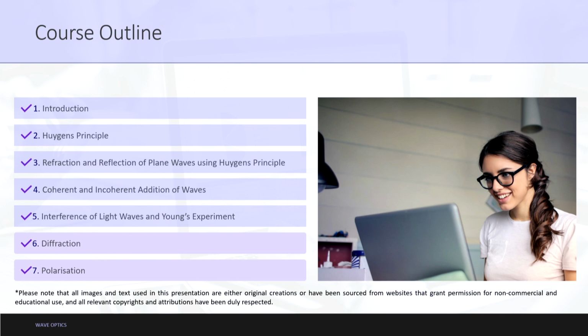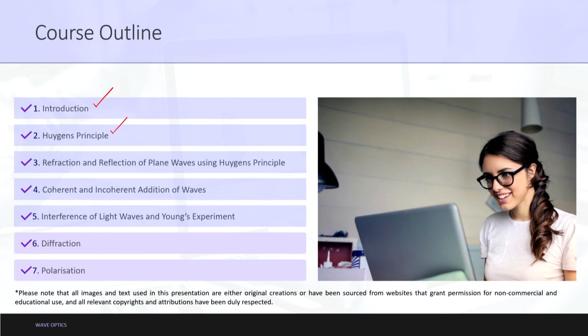So just before that, a course outline for you. We started with the introduction, in which we understood the concept of wave optics, and how it is different from the Descartes theory, that is the particle theory of light. Why was there a need for the wave theory to come into the picture? The second was Huygens principle, in which we understood the concept of wavefront: if we know the wavefront at some time t equal to 0, we can find the shape of the wavefront at some time t equal to tau.